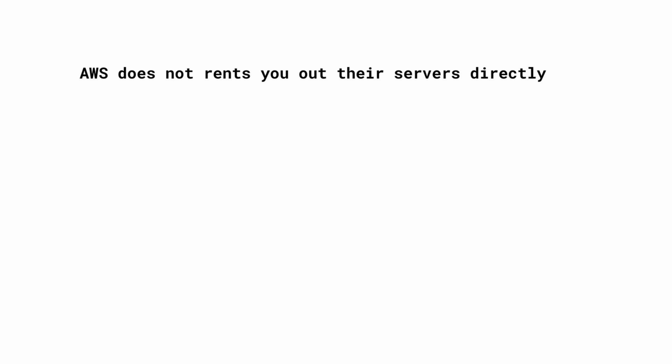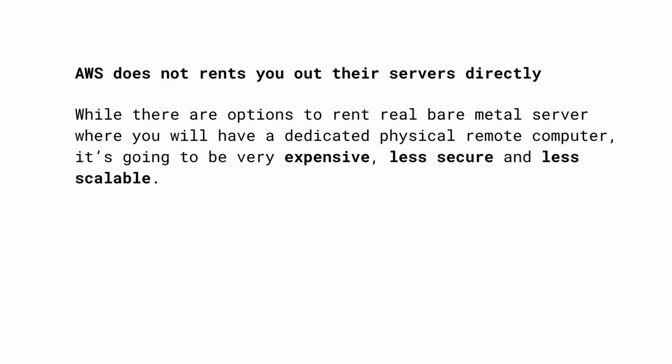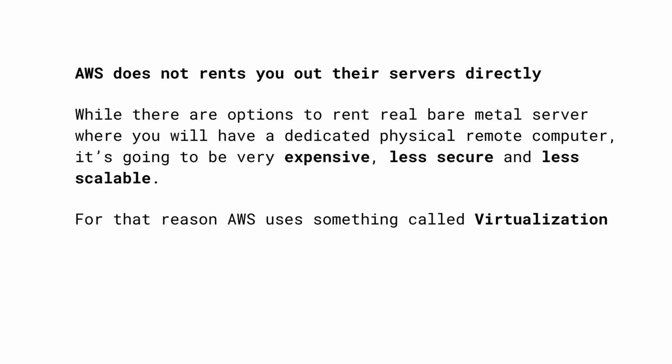So AWS does not rent out their servers to you directly. AWS rents you a virtual machine. While there are still options to rent physical hardware directly, and I'm talking about bare metal hardware, these options are usually very expensive, they are less scalable, and they have much more security overhead. For that reason, AWS uses virtualization.